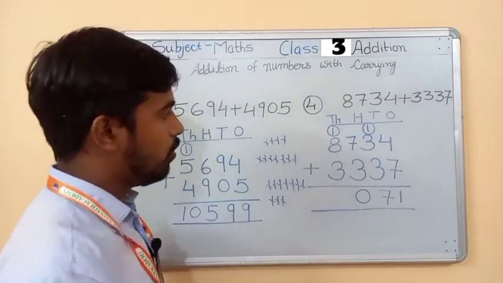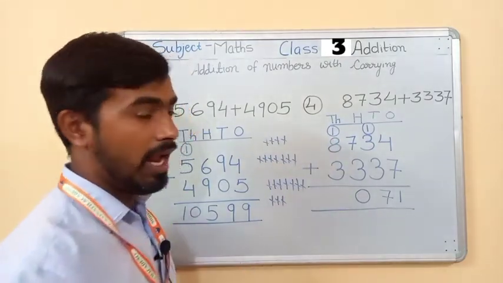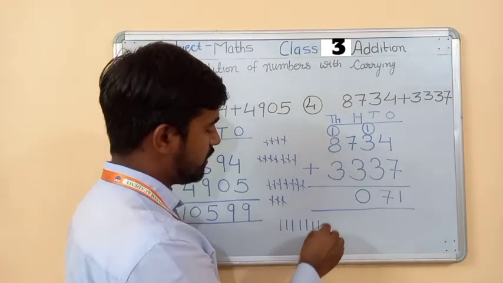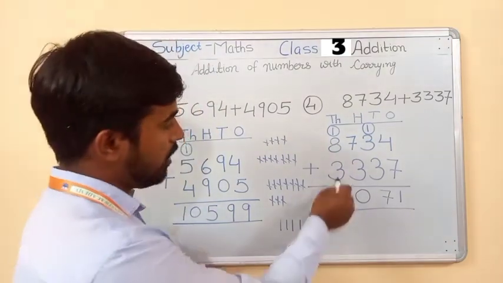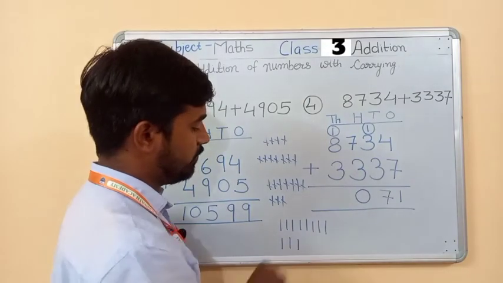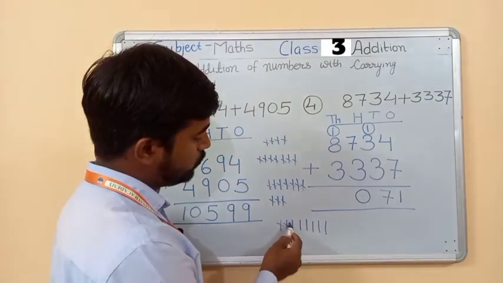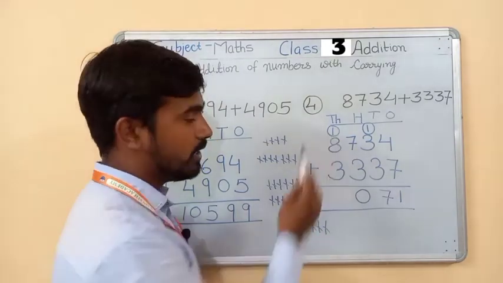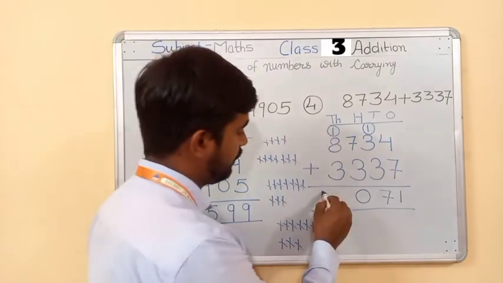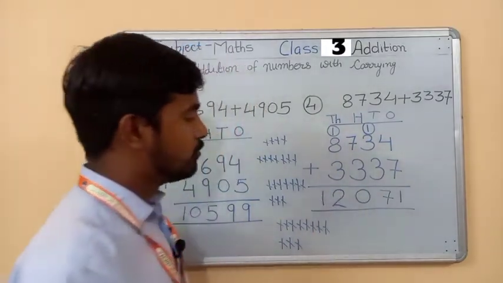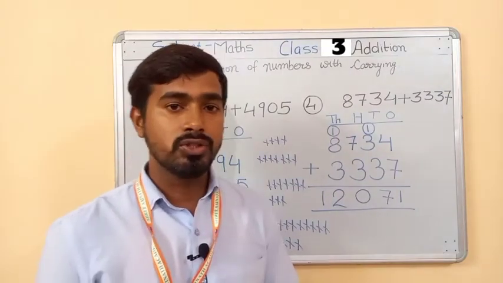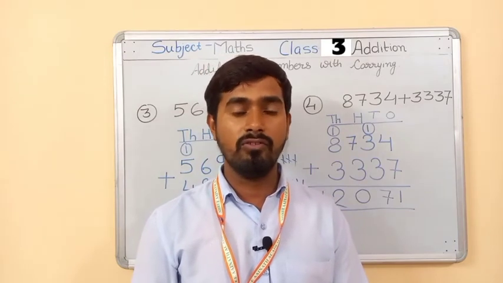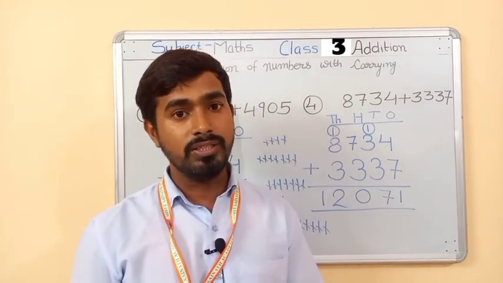Now 8 plus 3. Add 8 plus 3. That's 8 lines. Now add 3 lines: 1, 2, 3. Then 1, 2, 3, 4, 5, 6, 7, 8, 9, 10, 11. 11 plus 1 carry is 12. So 12,071 is your answer.